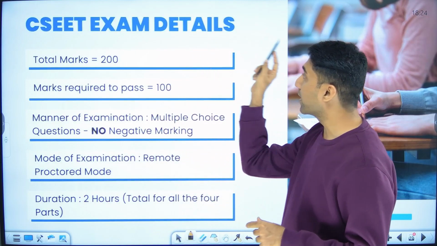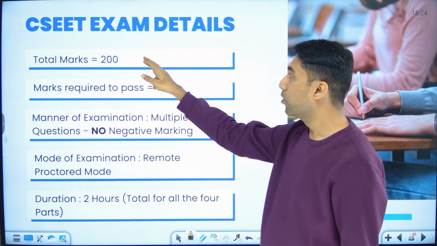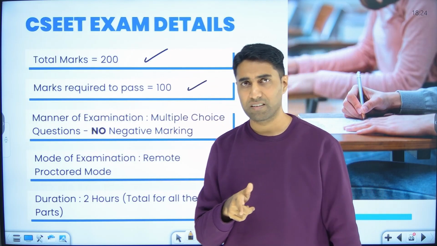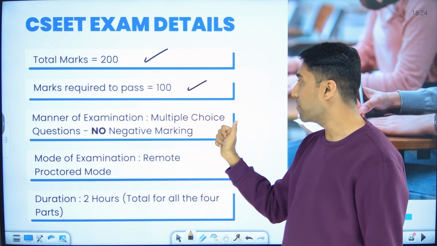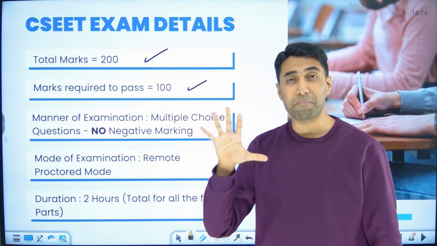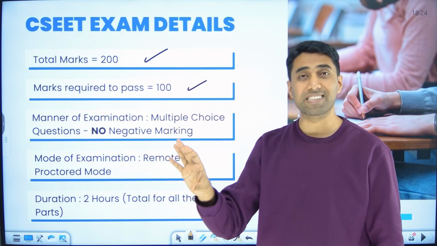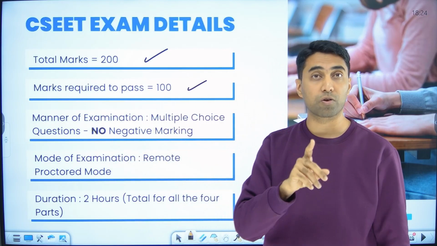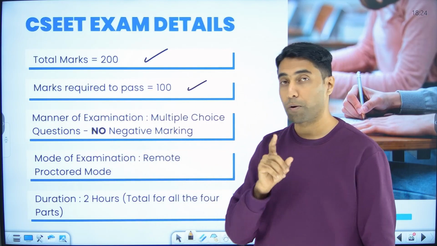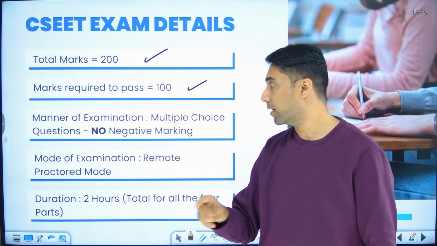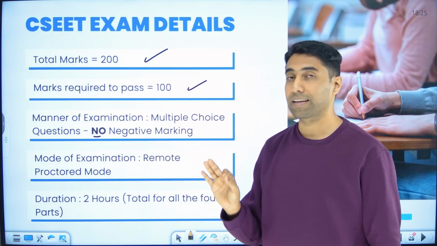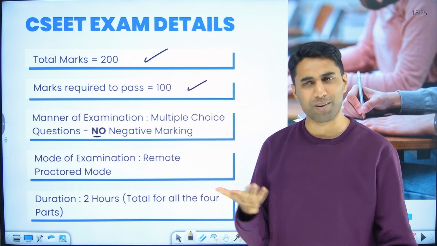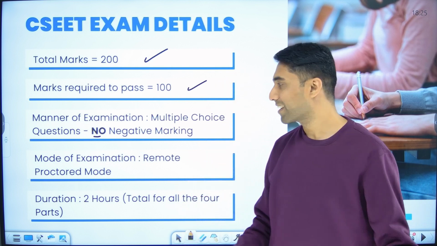Now we come to the exam details. Like I told you, you have 200 marks. To pass, you need to score 100, right? And the most important thing is it is completely multiple choice. There is no exam center. In your house you can take, in your friend's house you can take, but you should not copy. You will be watched. There will be remote proctoring. No negative marking. So attempt all the questions even if you don't know, because anyway you will not lose the marks, correct?